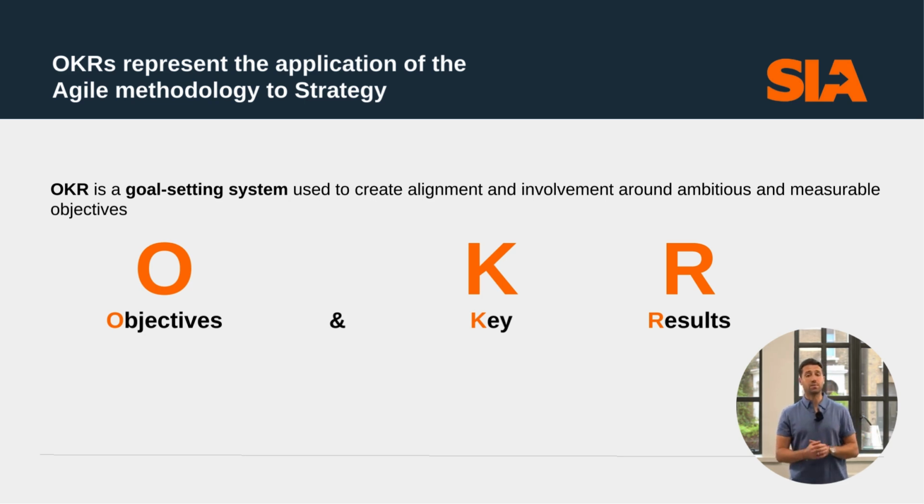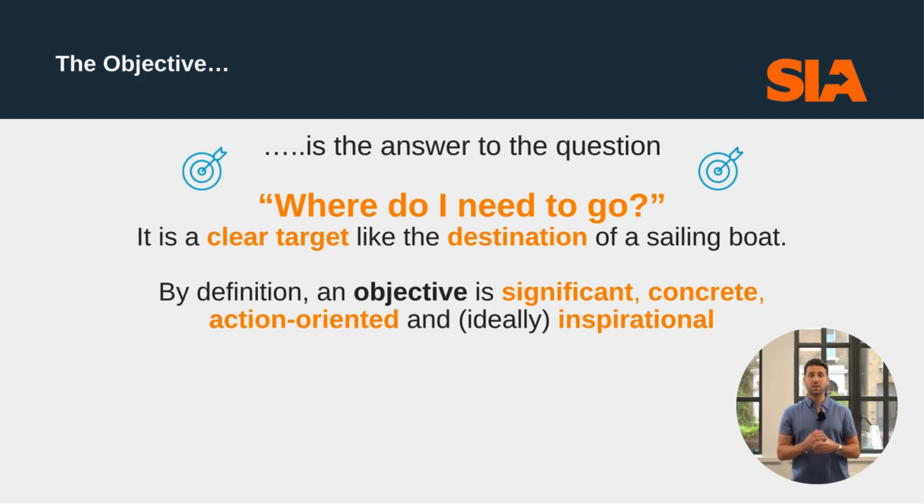So what do OKRs stand for? Objectives and key results. Firstly then, what is the objective? Well, the objective for an organization is the answer to the question, where do I need to go? It's a clear target, almost like the destination of a boat or the destination of a vehicle. Where do we ultimately need to go? Where are we trying to get to?